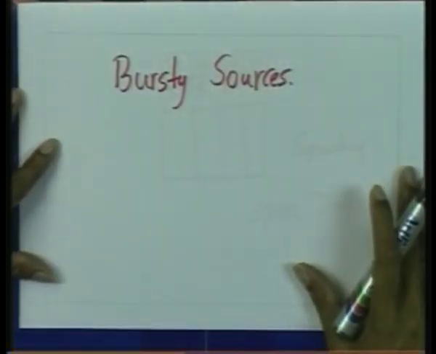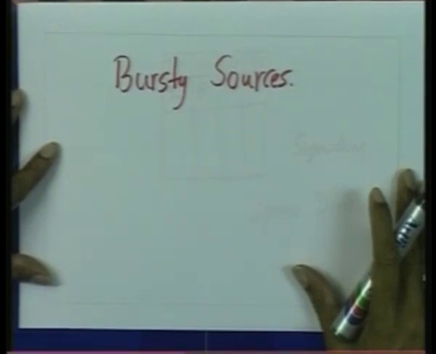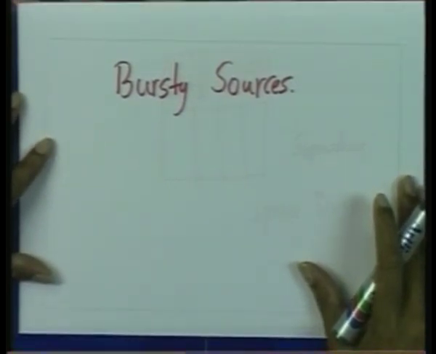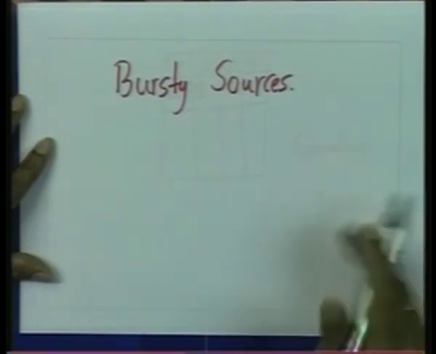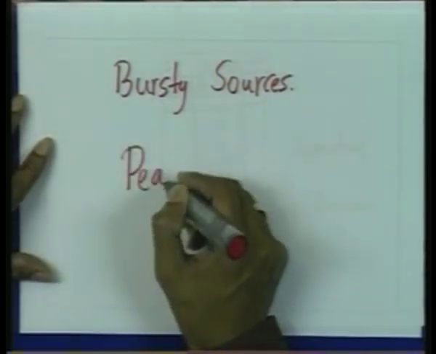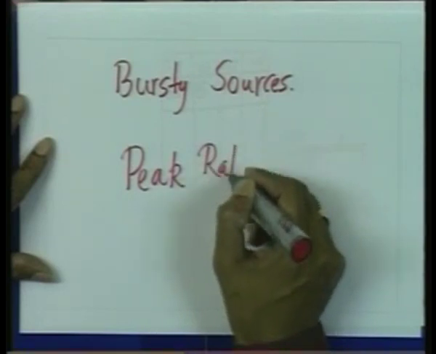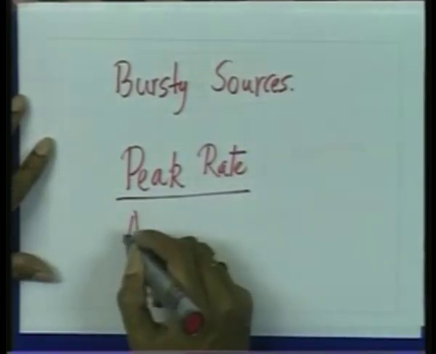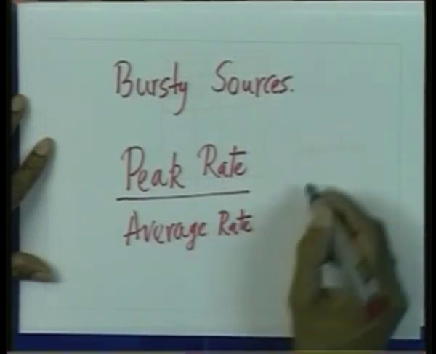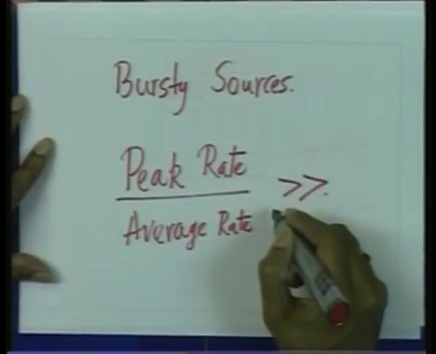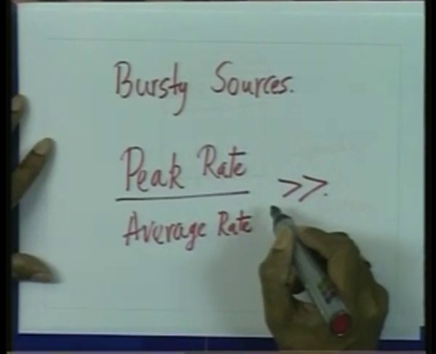Now, what is meant by a bursty source? By bursty source we mean that the ratio of the peak transmission rate to the average transmission rate of the user is very high. Such sources we call bursty sources.